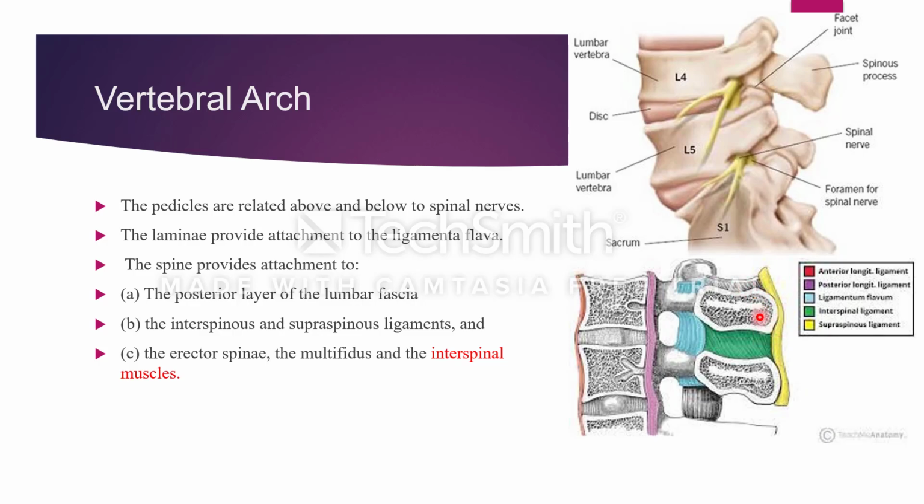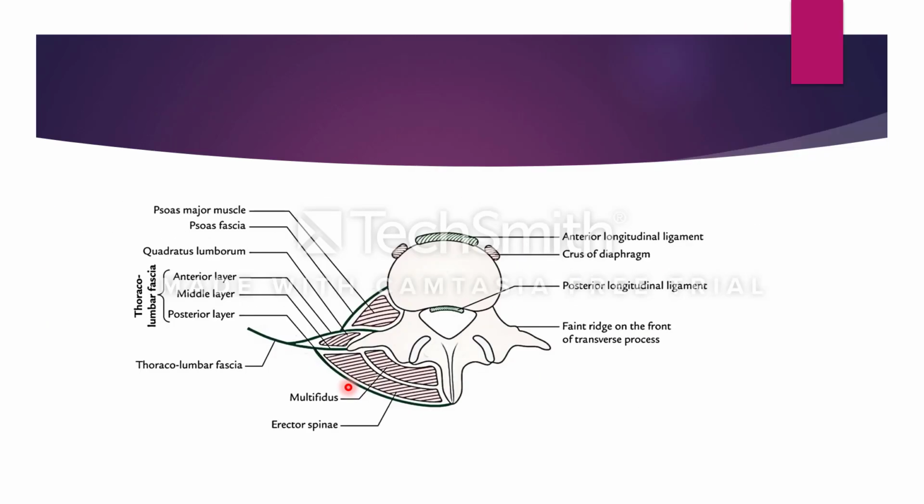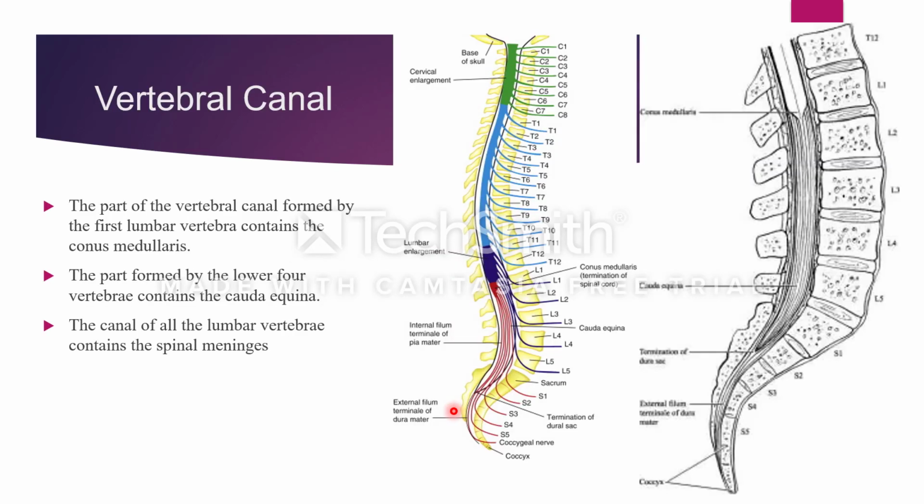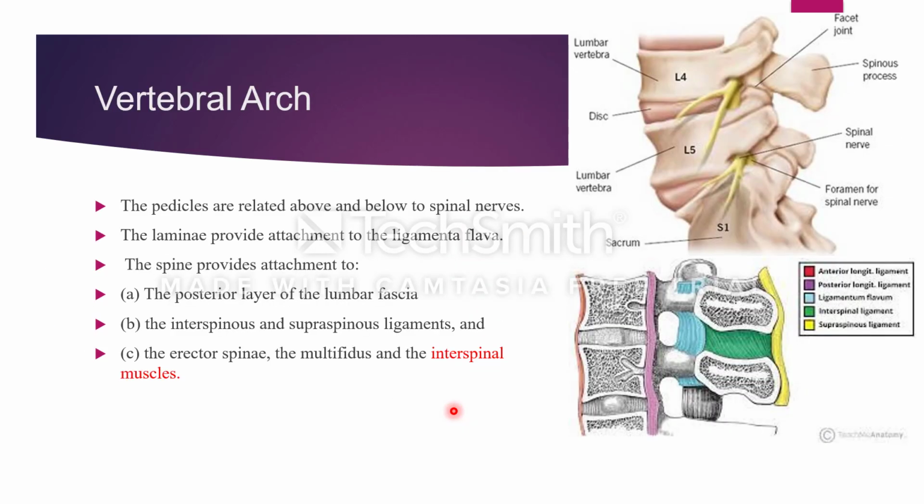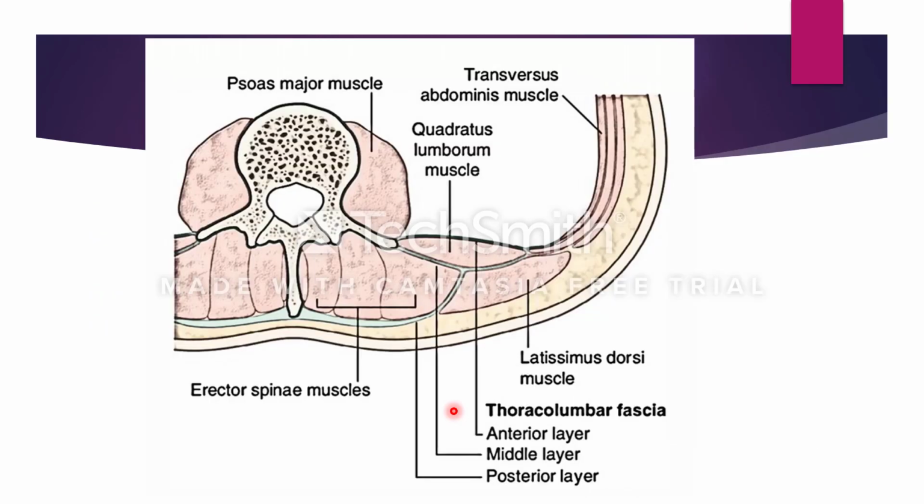Then there is the erector spinae muscle and the multifidus muscle, and there are some interspinal muscles also. You can see here the erector spinae muscle and the multifidus muscle, they are attached to the spinous process. So these are some of the attachments of the vertebral arch, because the lamina, the pedicles and the spines form the vertebral arch. See here again, this is the vertebra, this is the body, this is the vertebral foramen, these are the transverse processes, this is the spinous process.